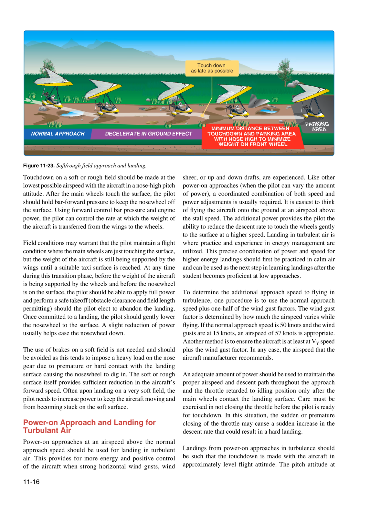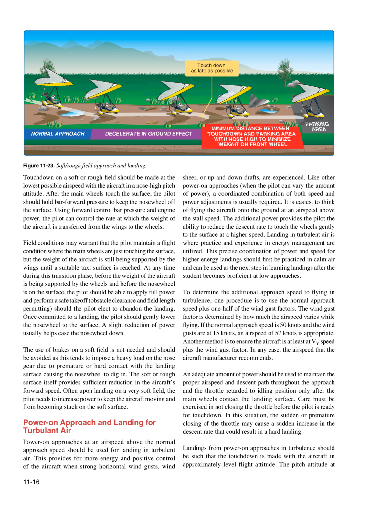Power on approach and landing. For turbulent air, power on approaches at an airspeed above the normal approach speed should be used for landing in turbulent air. This provides for more energy and positive control of the aircraft when strong horizontal wind gusts, wind shear, or up and down drafts are experienced. Like other power on approaches, when the pilot can vary the amount of power, a coordinated combination of both speed and power adjustments is usually required.